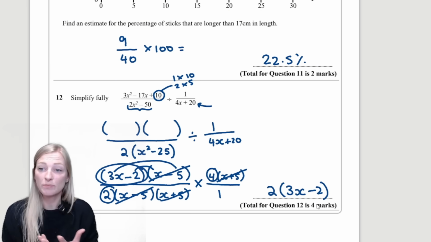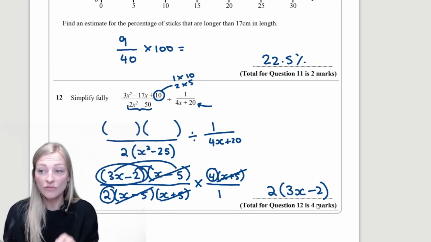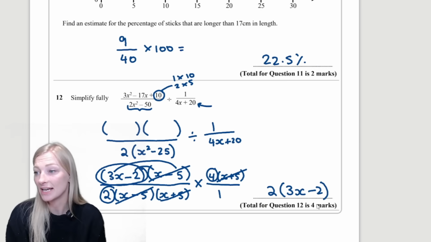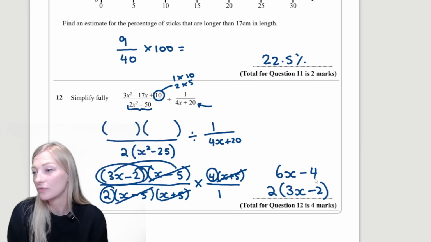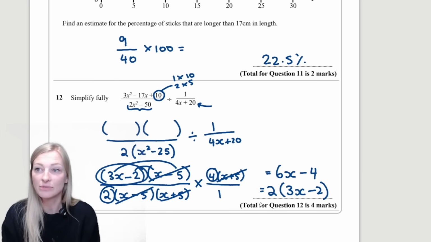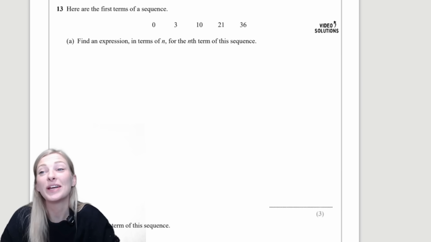And the denominator has just become 1. So instead of leaving this over 1, I'm just going to write it as 2 lots of 3x minus 2. You may have written that as 6x minus 4. Either of those would be absolutely fine for full marks there. Question number 13.